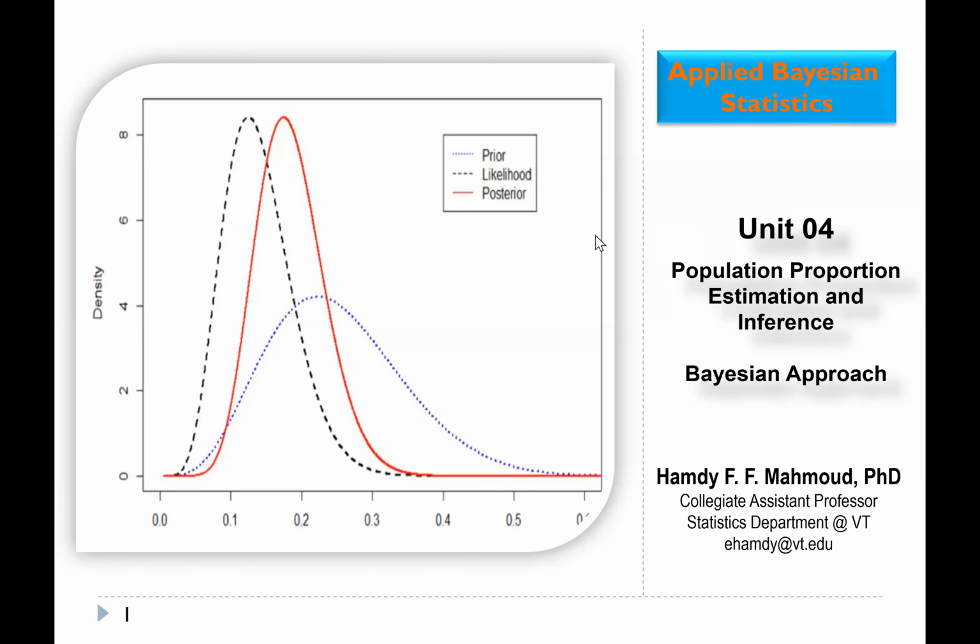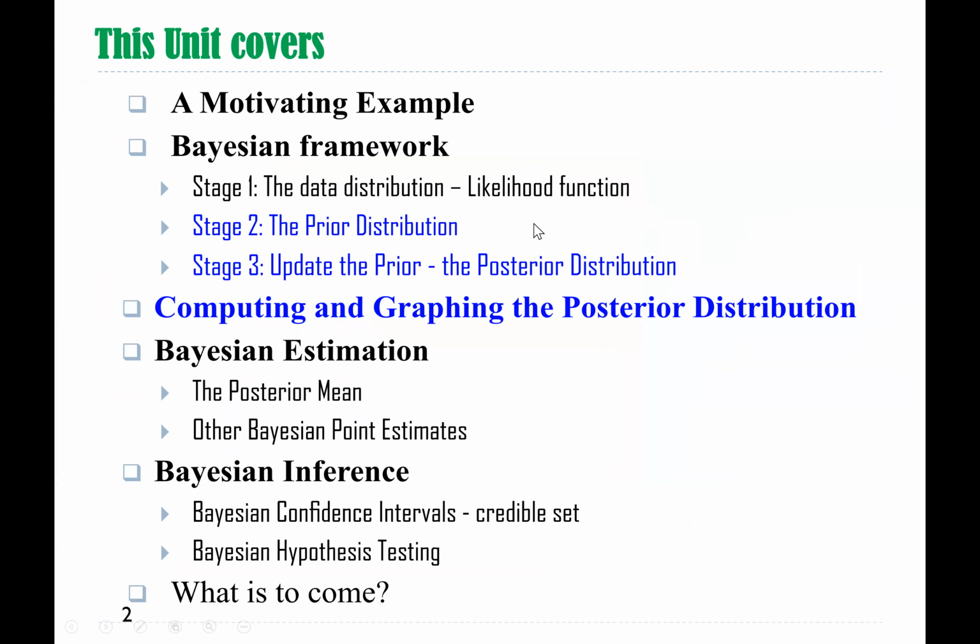But now we need to learn something else. We need to learn how to find the posterior distribution when we have some information about the population proportion. There is some previous study, or you believe that the population proportion maybe is equal to some specific value. So we need to talk about more alternatives for the prior distributions, and how I update the prior distribution with the likelihood and see what the posterior is. And also we need to learn how to compute or graph the posterior distribution.